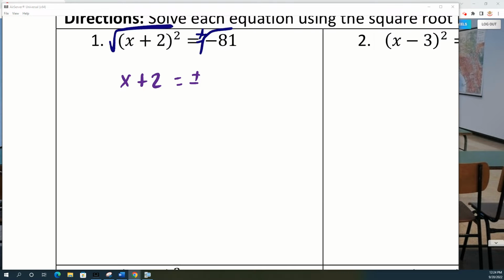And then what is the square root of -81? Close. 9i. Okay, so that's what we did yesterday. And then today, one more step. At the end, we want to solve it for x, so we need to get rid of that 2. Since it's a plus 2, how do we get rid of it? -2. Good.